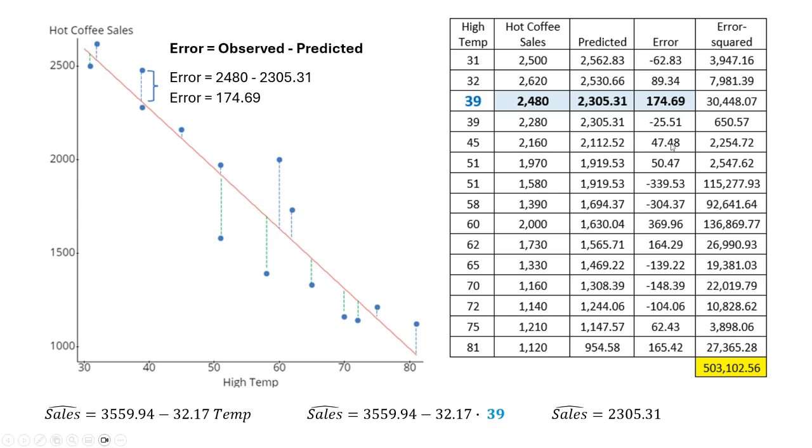So we're going to do something similar to what we did with the standard deviation when we had the same problem, which is to square the error. In squaring the number, we still keep the magnitude of it, but we don't have to deal with the negative and positive, because when you multiply a negative number by a negative number, you get a positive number. So hang with me here. We're going to add up all these. If you square 174.69, you get 30,448.07. If I square this much smaller number here for the other 39 degrees, you can see that squared error is smaller.